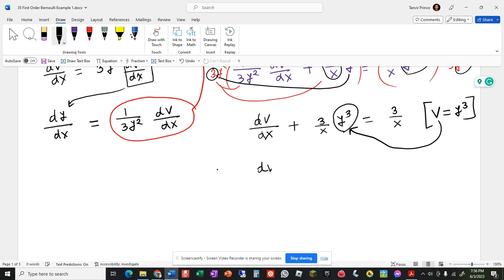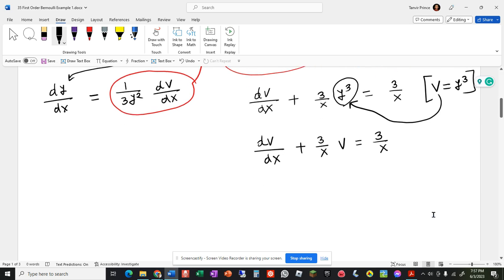So I'm only going to replace y cubed by v. Let's do that. And this is indeed a linear differential equation in terms of v. So this is linear. And here v plays the role of y. So v is the unknown function that we want to solve for now.